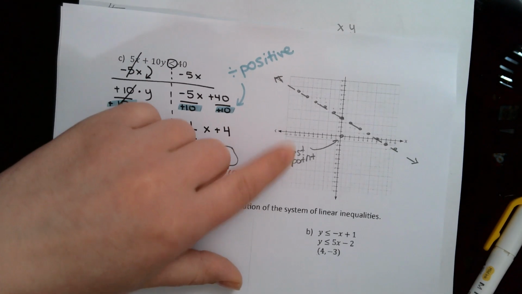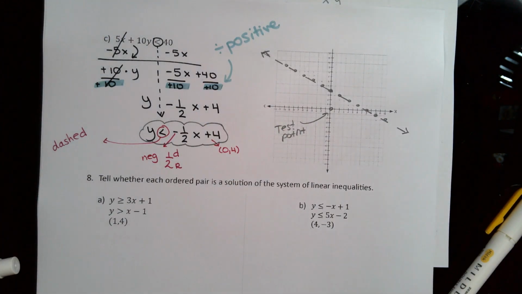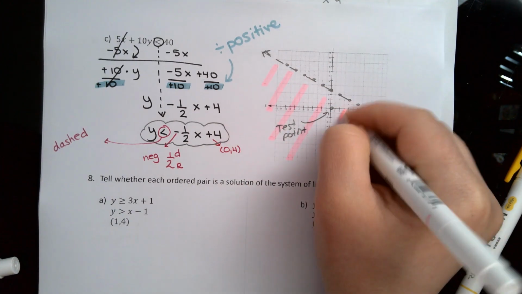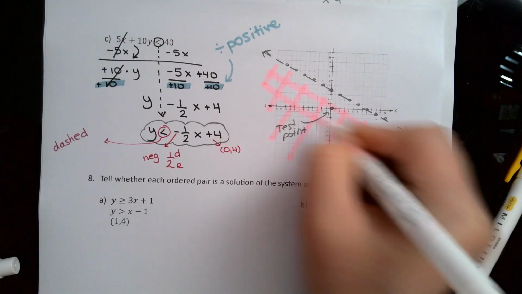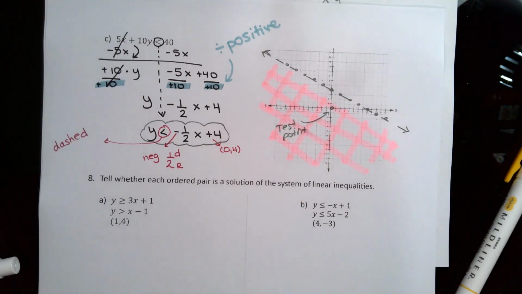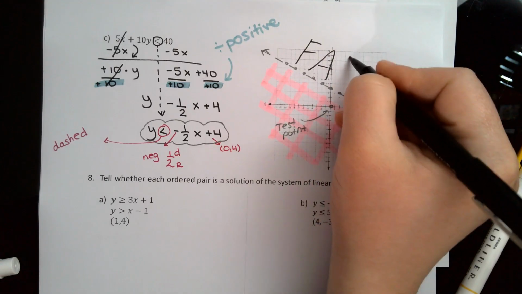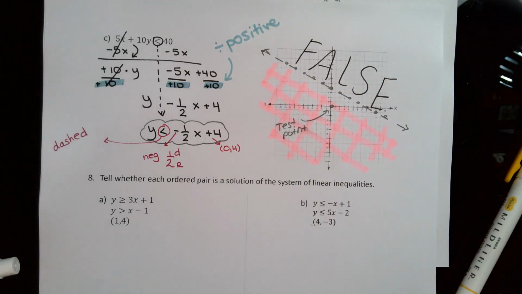Because this testing point is true, we're going to color in that true region. And when you color in, please make sure that you do this neatly. Don't scribble. And on the other side, all of this is going to be false. And when you're writing the word false, don't touch that line.